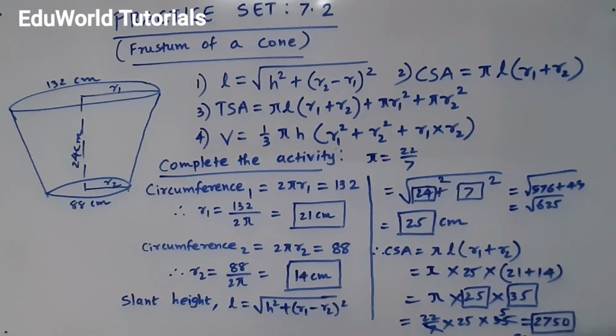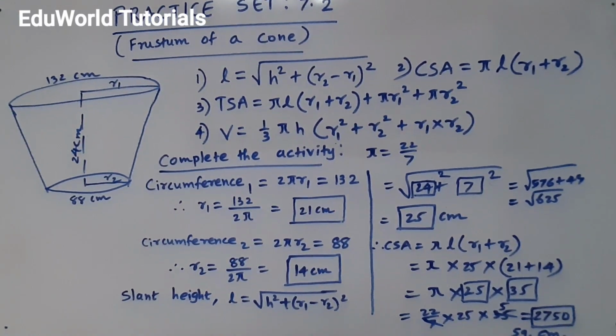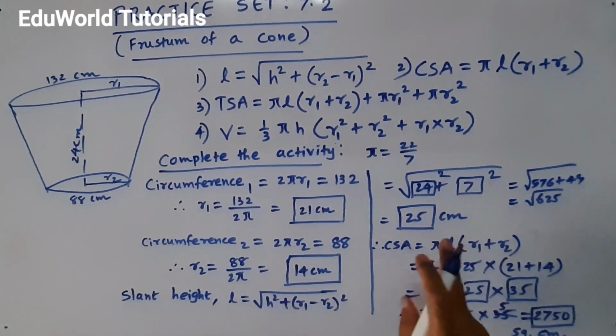So many squared centimeter. This is the curved surface area of the frustum of the cone. Understand? So 2750 square centimeter is the curved surface area of the frustum of the cone. Thus, all the three sums of practice set 7.2 are over.